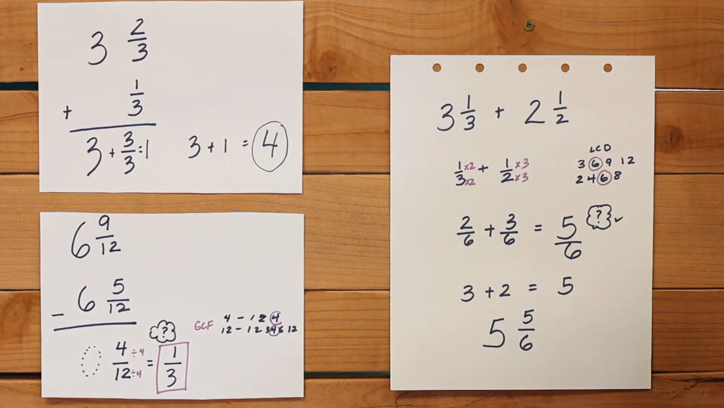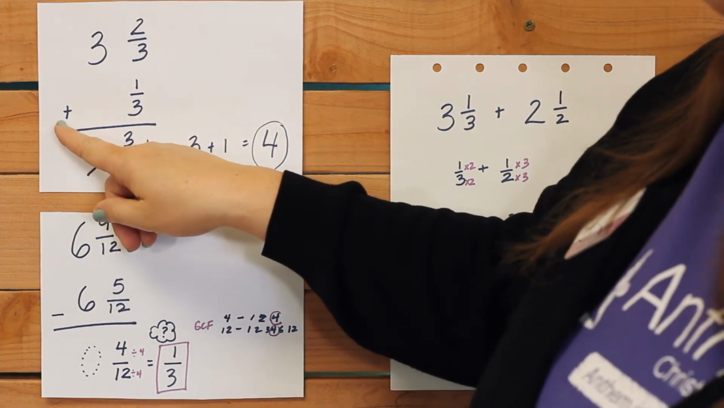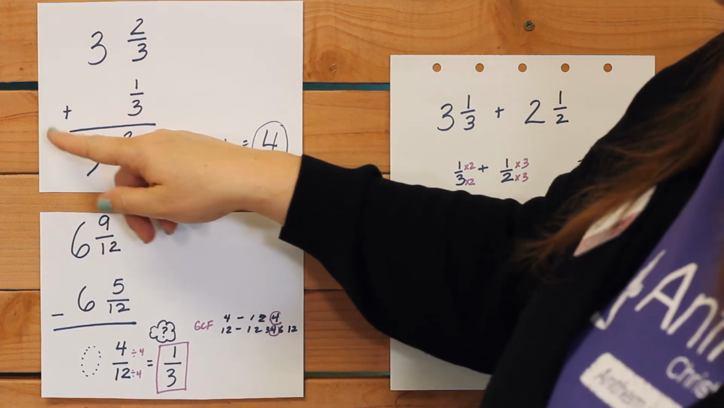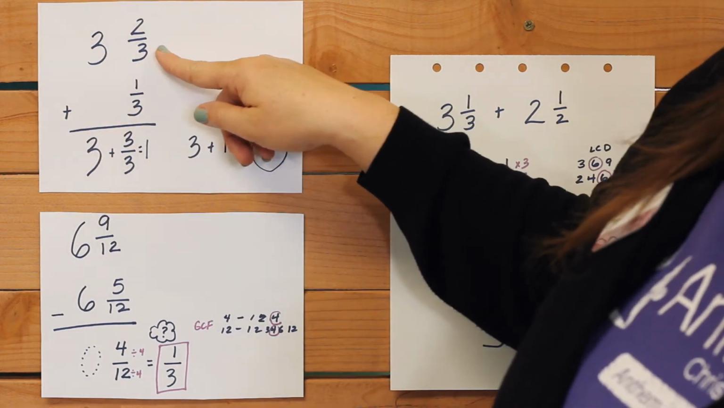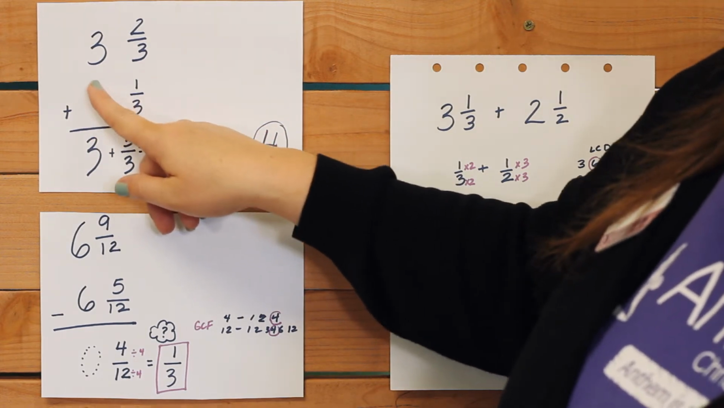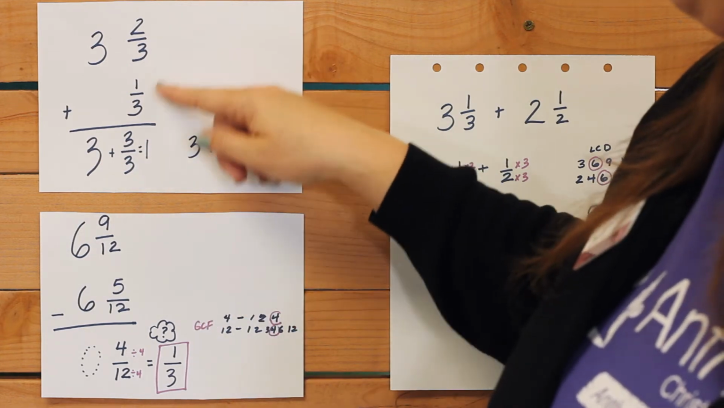All right, so our next example is a plus problem. Make sure you always look at the signs. That way you're not subtracting when you're adding or adding when you're supposed to subtract. Here we have 3 2/3 plus 1/3. So we can call that a 0 here, and we don't have to write it in, or you can write one in, it's up to you.